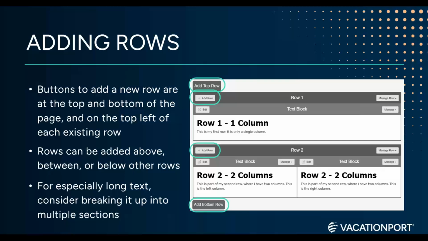When you're ready to add a new column, there are several ways you can do that. You'll find buttons at the top and bottom of the page, and one on each of the existing rows. If you select the Add Row button on an existing row, it will add the new row beneath that one. Once a button is selected to add a new row, you'll be able to select from different layouts for that row. If you have an especially large amount of text you want to add to a page, consider breaking it up into different paragraphs. This helps your site visitor from getting overwhelmed.